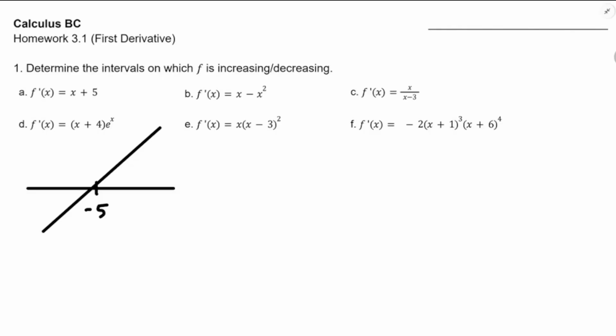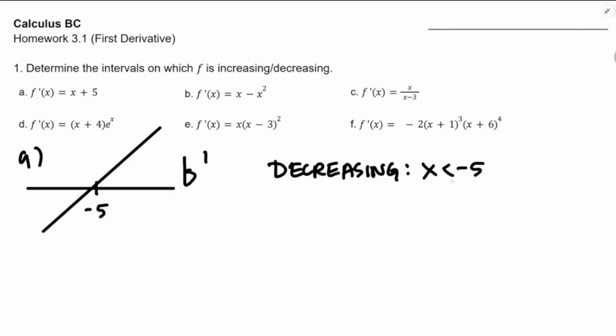I can see that to the left of x equals negative 5, f prime is going to be negative. This is a sketch of f prime. So let's say f is decreasing when x is less than negative 5, and increasing when x is greater than negative 5. And that's because when x is greater than negative 5, f prime is positive.